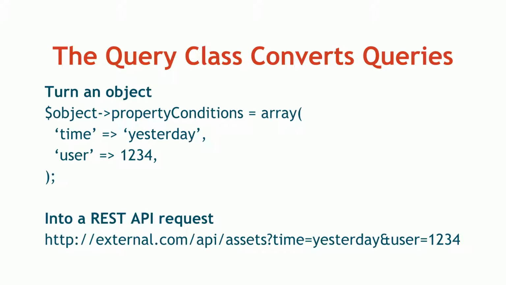So for a REST API, for example, this is not really semantically correct, but we have a property condition of time yesterday and user equals 1, 2, 3, 4, and then our query class converts that into a REST API string. Similarly, this is how we got saving to work. We take an entity object and then do a recursive function that converts the whole object into a string. So in your entity where you have, like, asset title equals whatever, it converts that into your REST API string when you make your post.